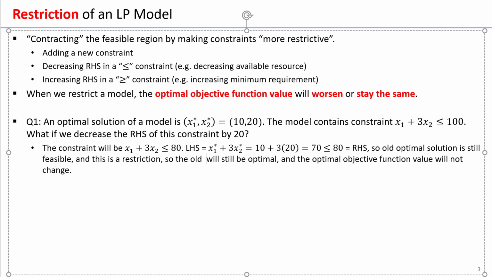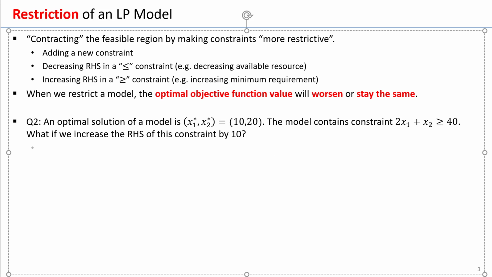The old optimal solution will still be optimal, and the optimal objective function value will not change. Here is another question for restriction. Suppose, again, we have a solution (10, 20), and the model contains the constraint 2x1 plus x2 greater than or equal to 40. What if we increase the right-hand side of this constraint by 10? Of course, the constraint becomes 2x1 plus x2 greater than or equal to 50.